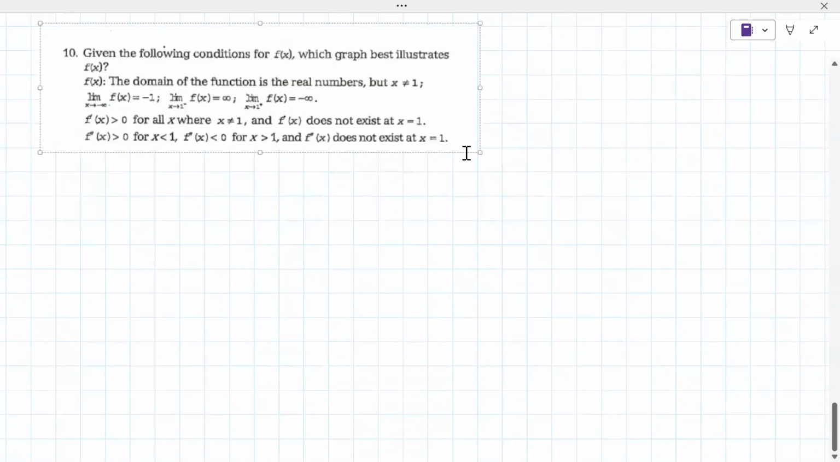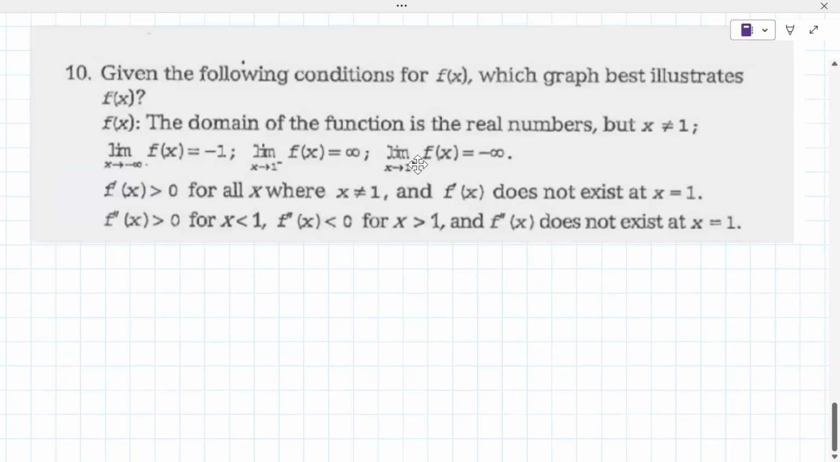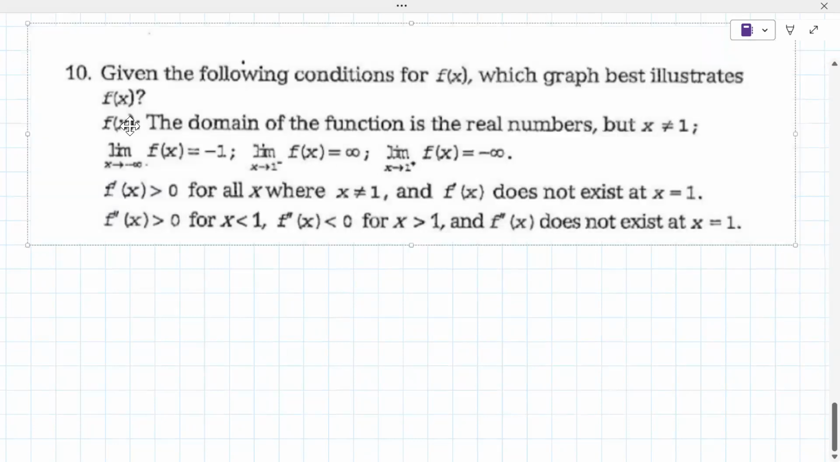Okay. Given the following conditions, which graph best illustrates f of x? So the domain of the function is all real numbers but x equals 1.